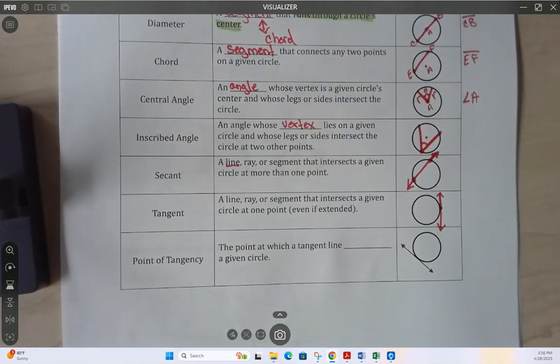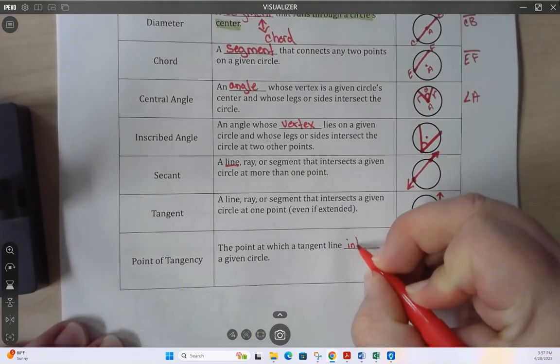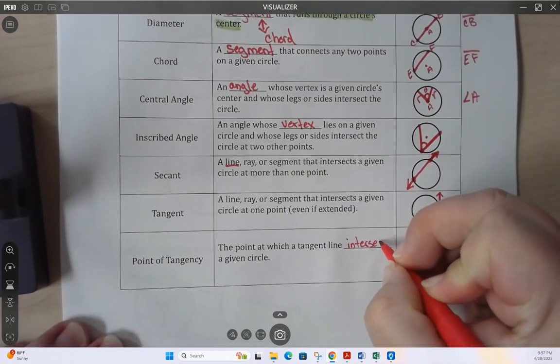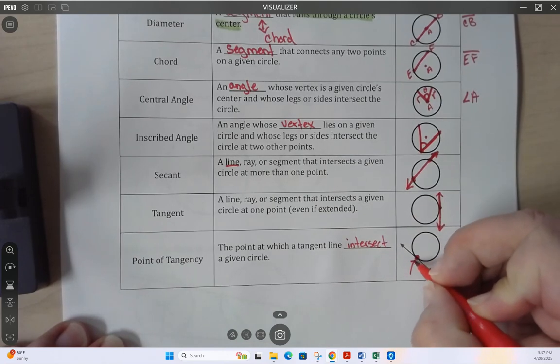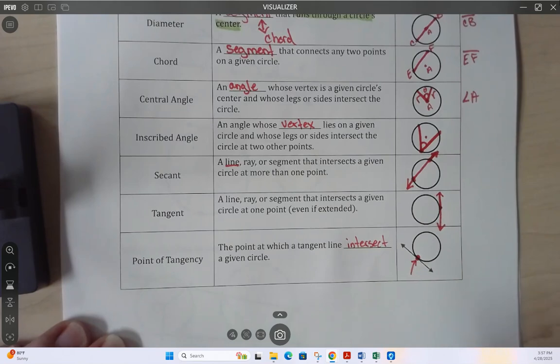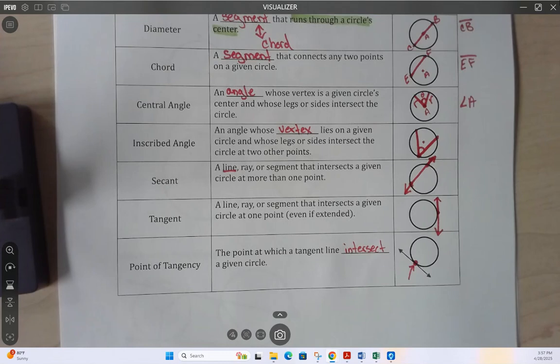And that brings us to this last term. The point at which a tangent line intersects or touches a given circle is called the point of tangency. It should be a single point. So this is our point of tangency. That is where they intersect.